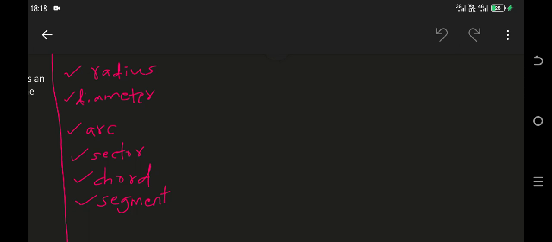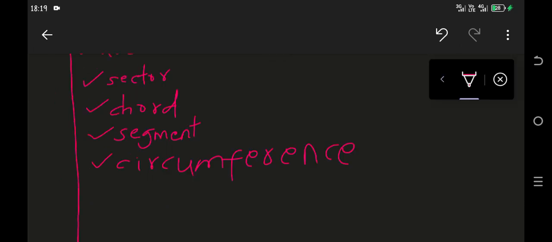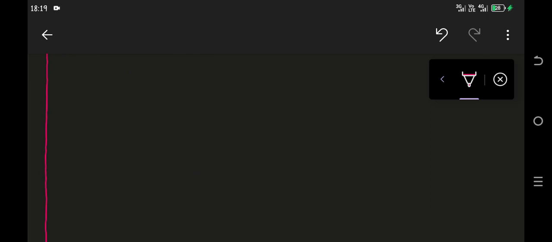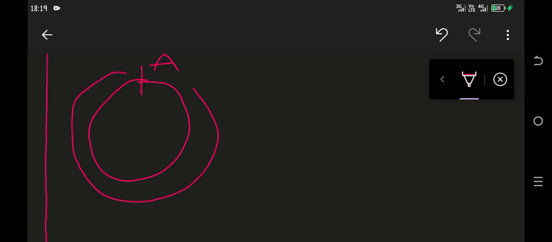So I am going to be drawing the circles and then showing you what each term means. So the first one, now this is the circle that I'm going to be using to explain. If you move from point A and go all around the circle and come back to point A, that distance is going to be referred to as the circumference.